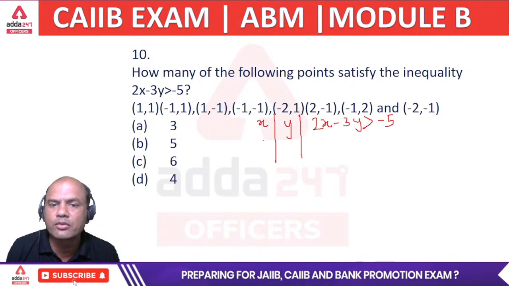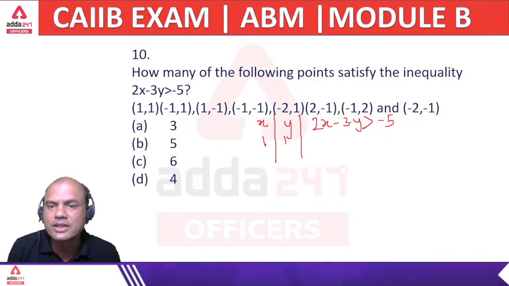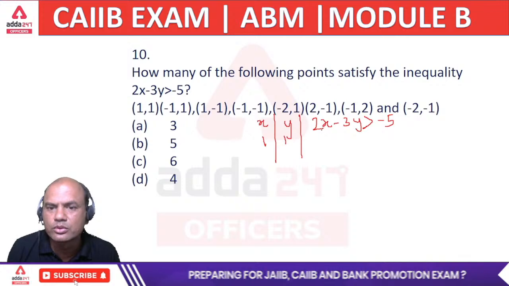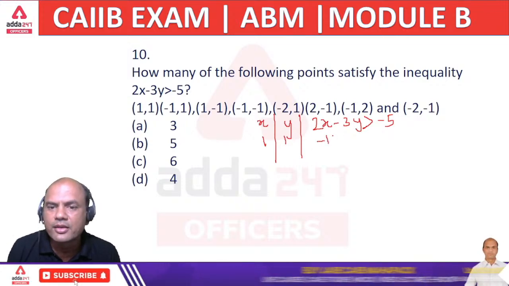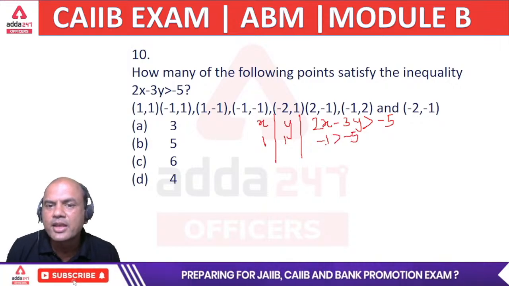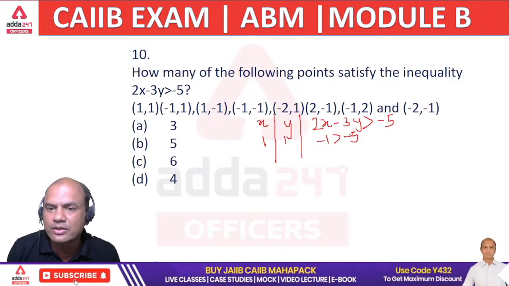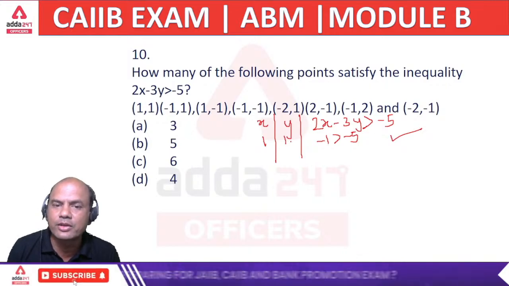I'll show you an example of 1. Okay. Let's put this first one, 1. So 2 into 1 minus 3 into 1. 2 into 1 is 2, 3 into 1 is 3. So 2 minus 3 is minus 1. Minus 1 greater than minus 5. Is this the correct answer? Is minus 1 actually greater than minus 5? Yes, this is true. So this point satisfies.